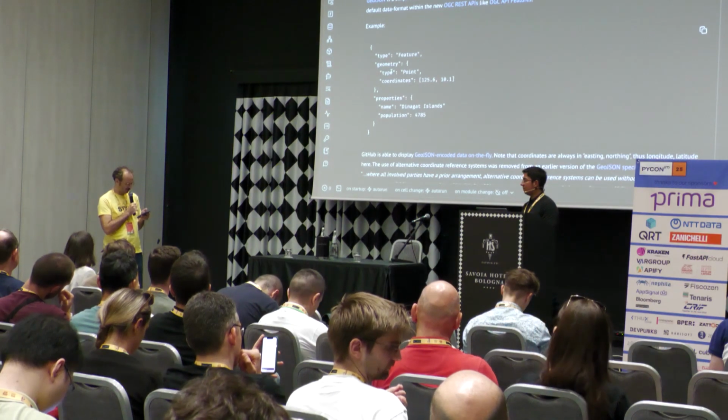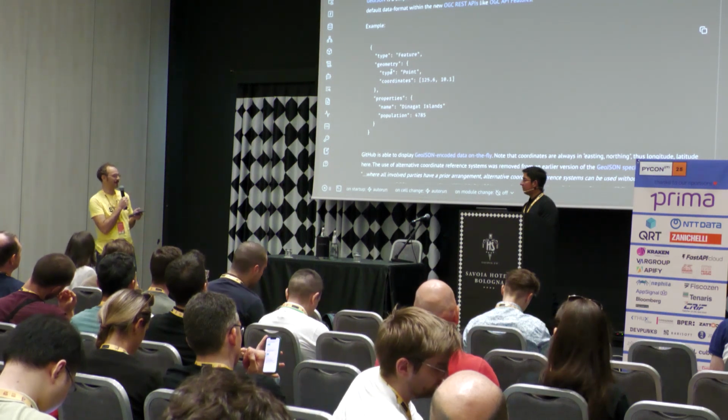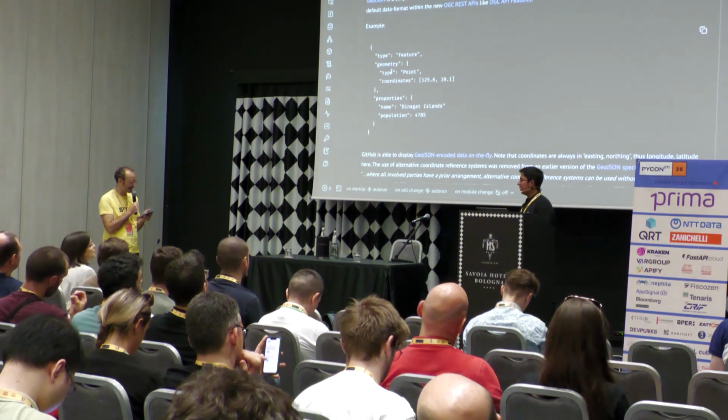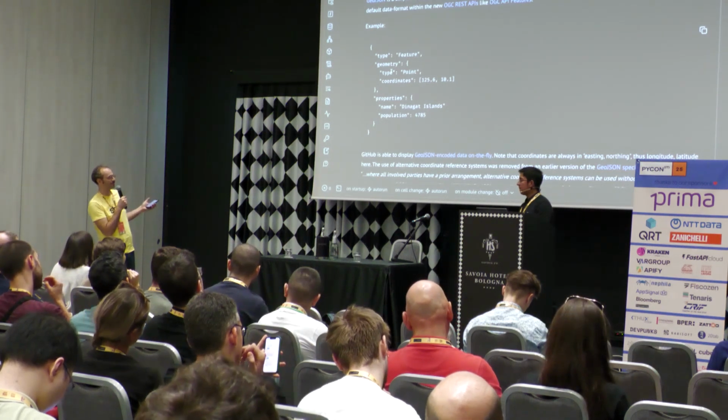How can you embed what we have seen in a web app? For example, how did you do it in the Prism app? Can you repeat the question? How can you embed what we have seen in a web app? For example, how did you do that in the Prism app?